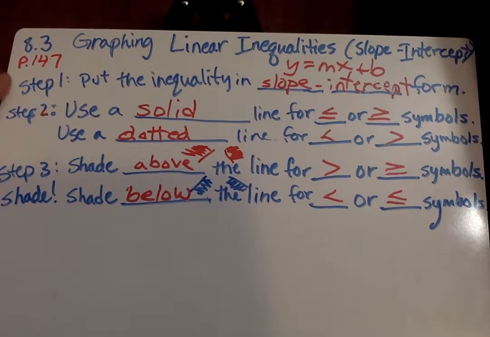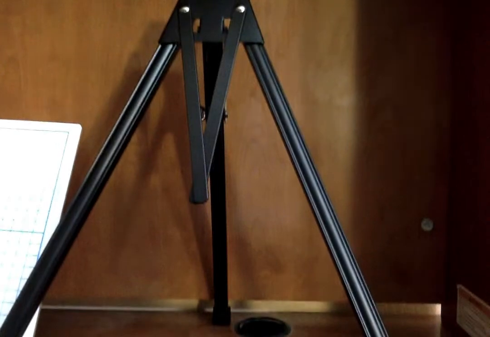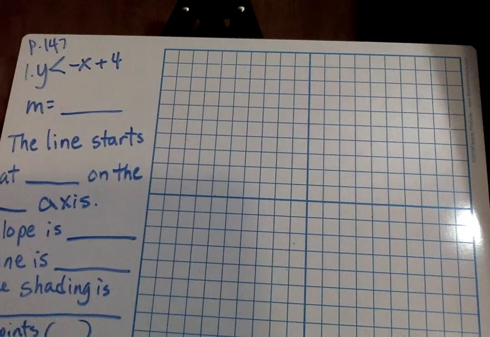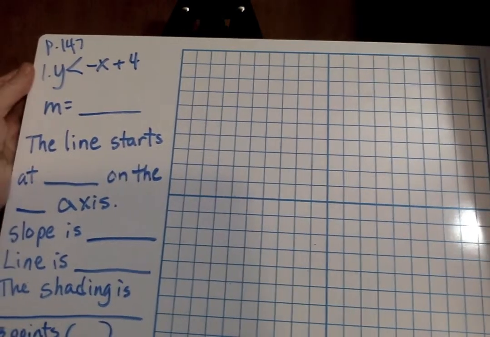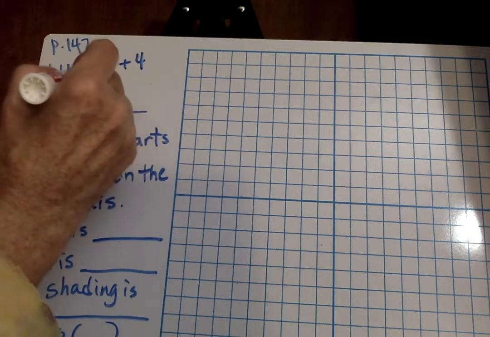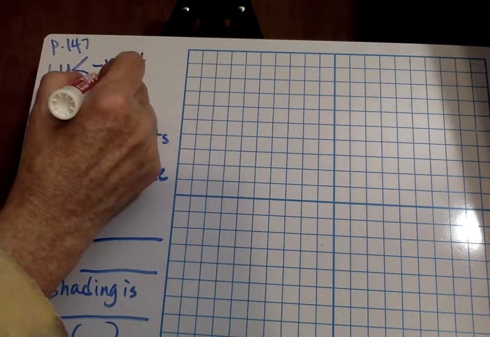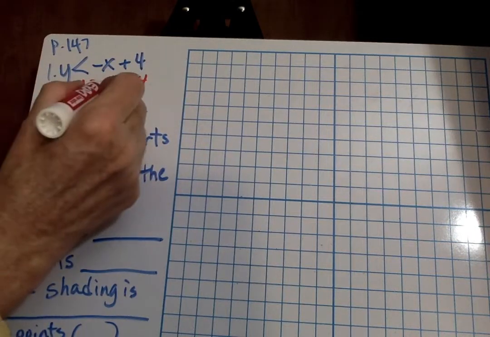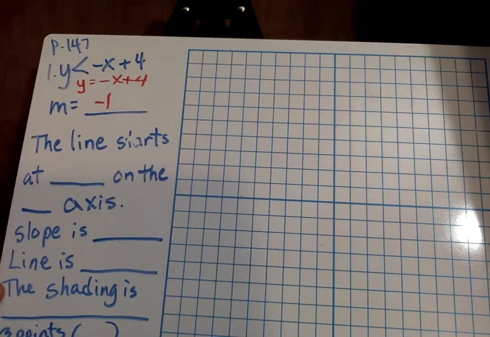y is less than -x plus 4. Make sure you can see that okay. So right here, we're going to say what m is because we want to put it in slope-intercept form, which is y equals -x plus 4. So our slope m is -1.